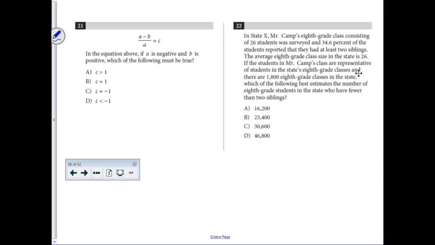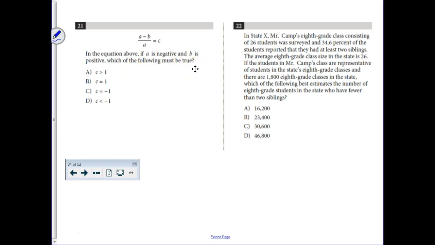Oh, this question. This is like one of those number theory questions that some kids, they look at this and they go, oh, it's very obvious. And then most humans like me look at this and go, what? So I have to really stop and think. In the equation above, A is negative and B is positive. Which of the following must be true?